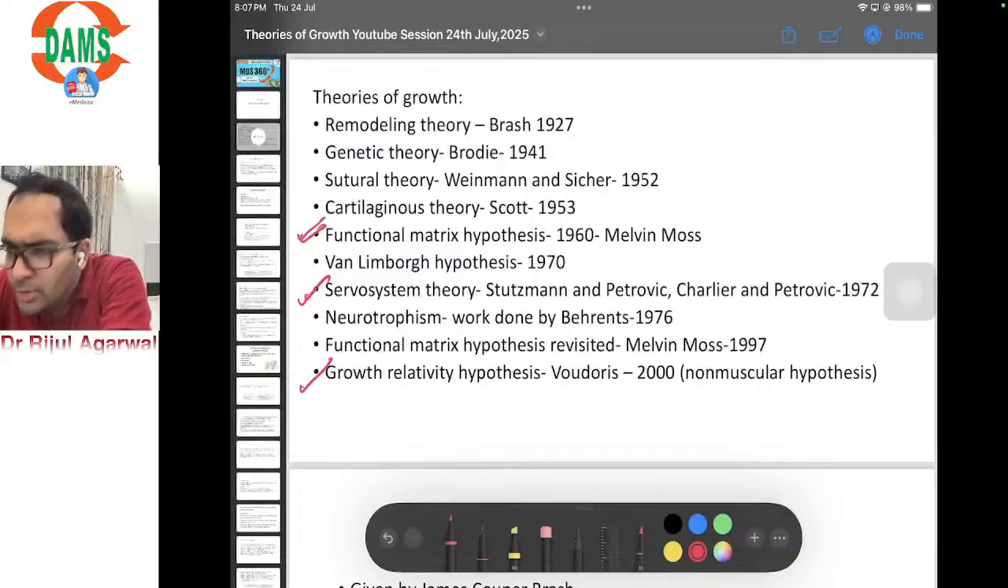If you want to go, we can go with the first one, common, Stutzman and Petrovic. Technically both are correct, but more appropriate the first one.